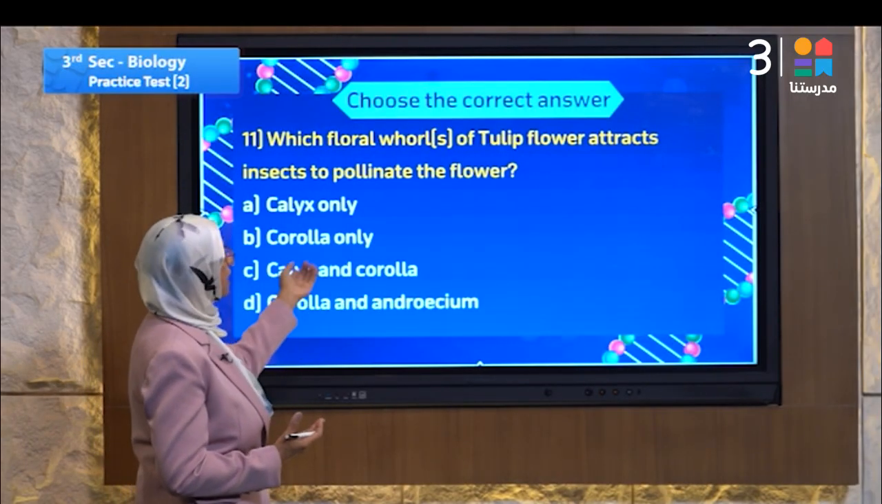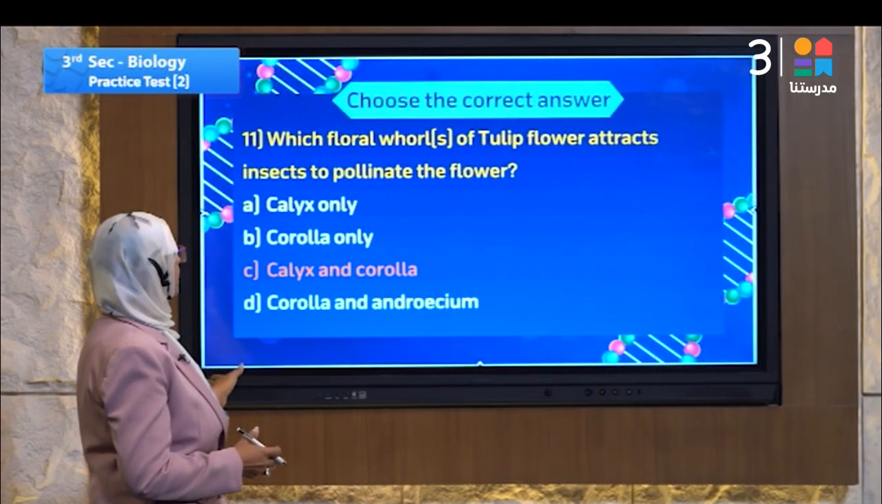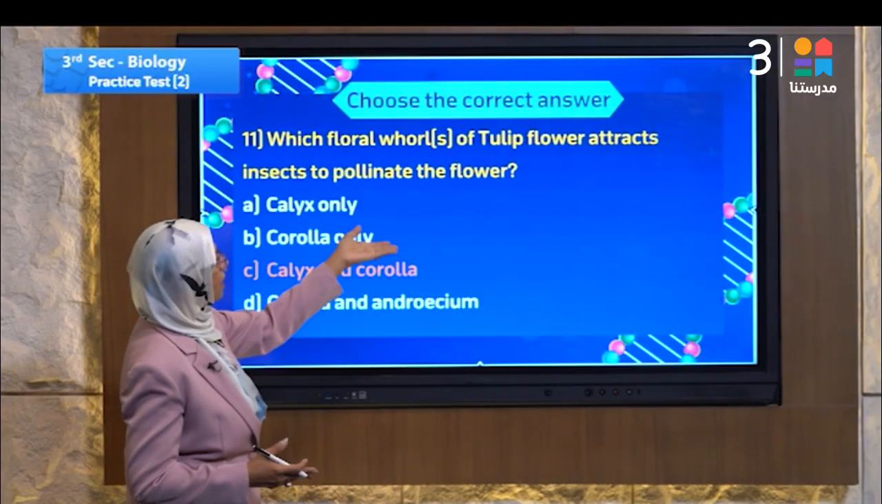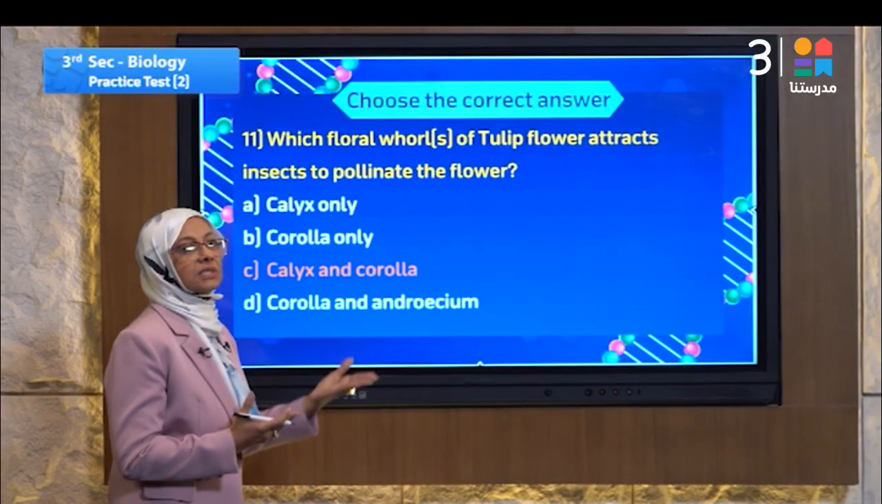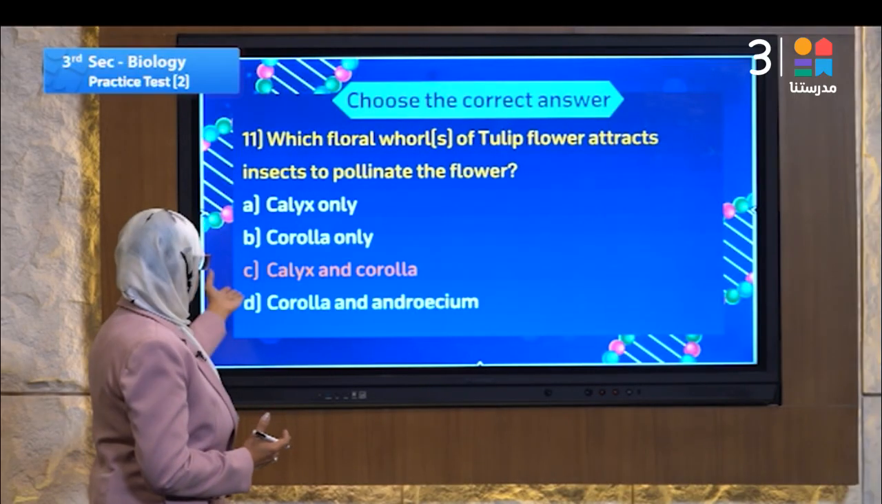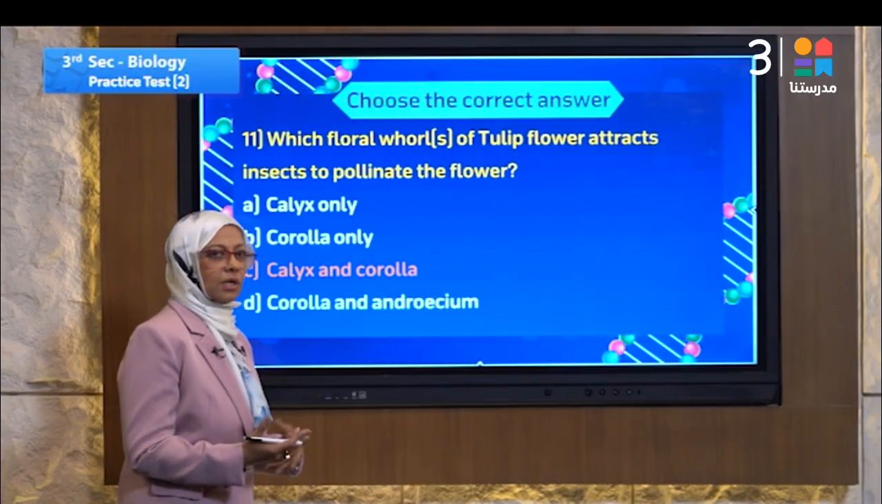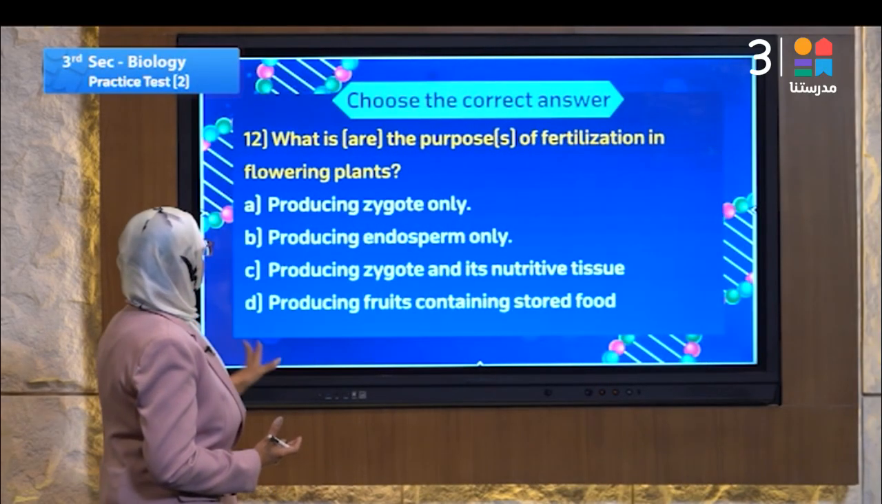Choice C, in tulip and other flowers, that's tulip. So which floral role of the tulip flower attracts insects to pollinate the flower? Because it's a colored one, the calyx and corolla are attached together and make another role which has colored parts. Let's go to 12.